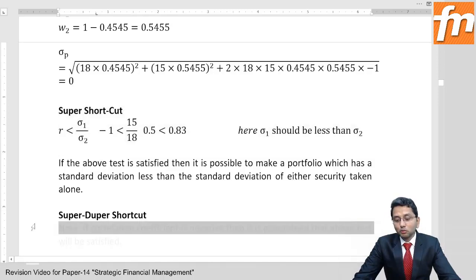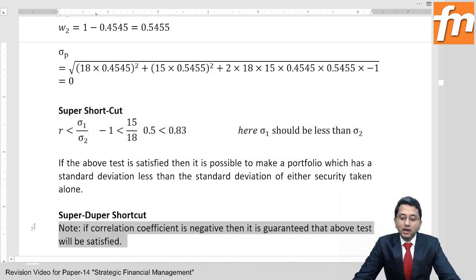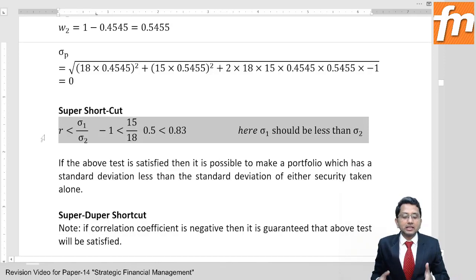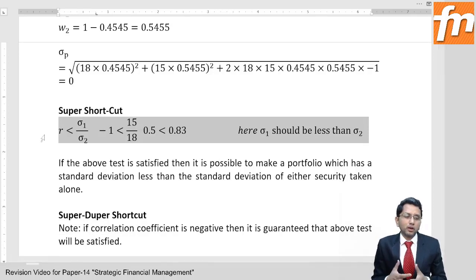And now this is the super duper shortcut. If the correlation coefficient is negative, then this test will always be satisfied, because a negative number is always less than a positive number. That is why the test will be satisfied and there exists a portfolio which has a lower risk.